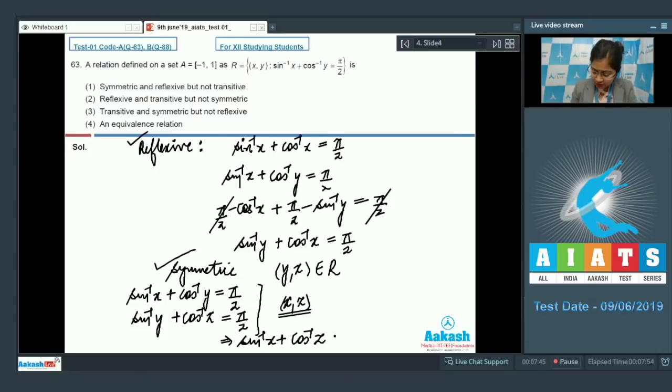So we are left with, it is equal to pi by 2, which means that x comma z also belongs to R, which means that the relation is transitive also. Hence, we can say that the given relation is an equivalence relation. So, correct answer will be option number 4.